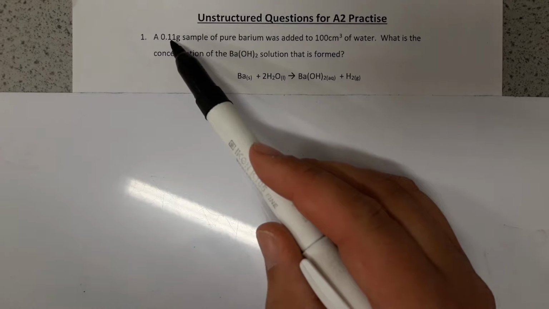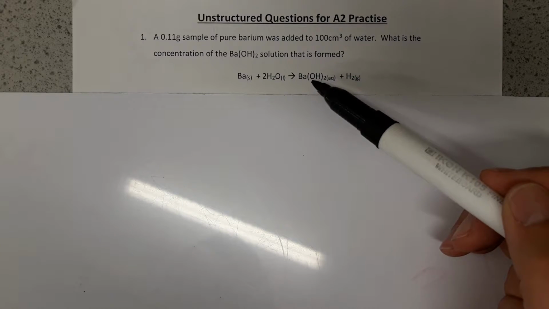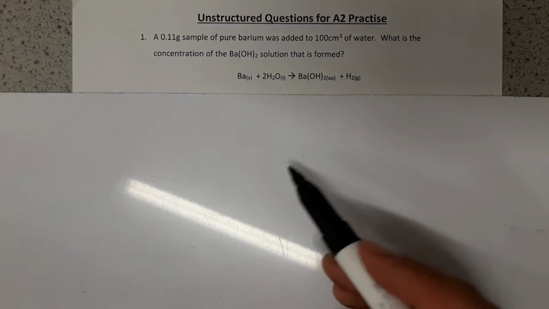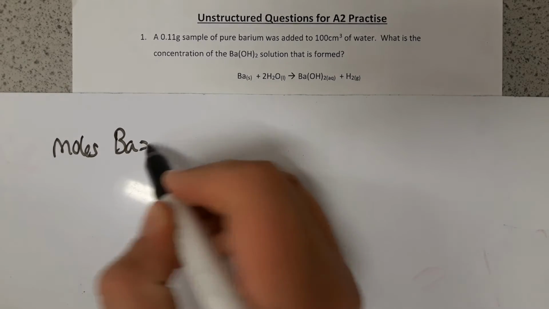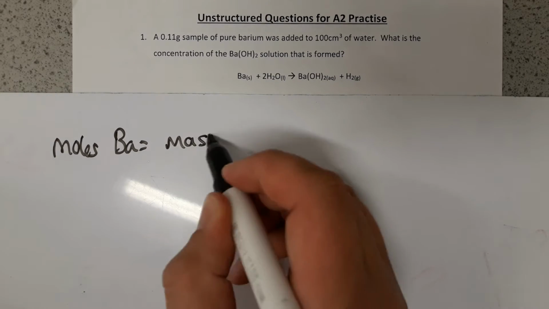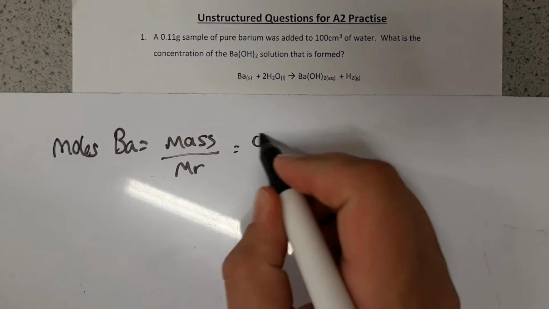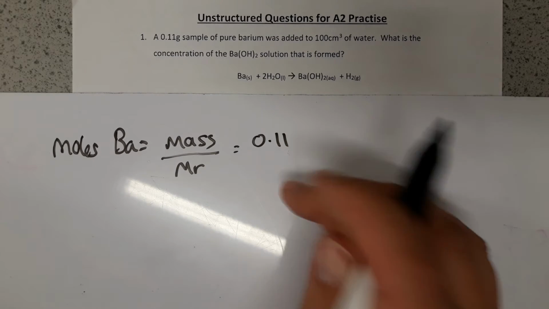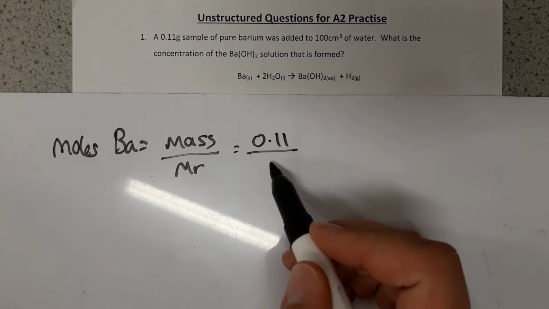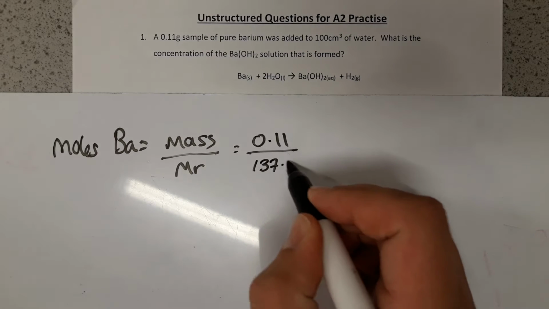So I have a mass of barium, I can work out a number of moles of barium. The moles of barium will be equal to the moles of barium hydroxide, and then it's just a simple concentration calculation. So let's start there. Number of moles of barium is equal to the mass over the molar mass. My mass is 0.11 grams. We don't need the g in the calculation, let's take that back out. The molar mass, check out your periodic table for the molar mass of barium and you'll see it's 137.3.